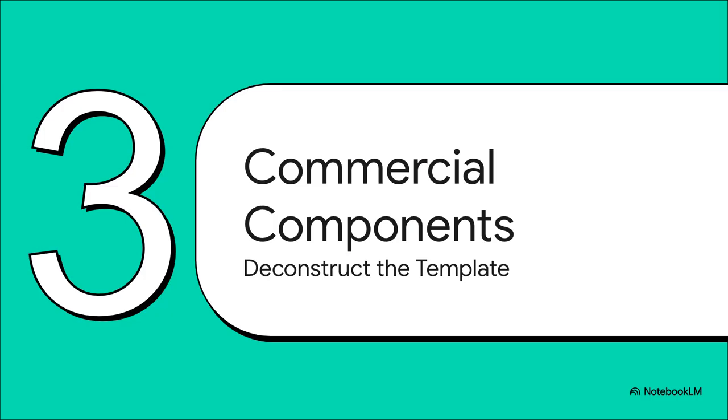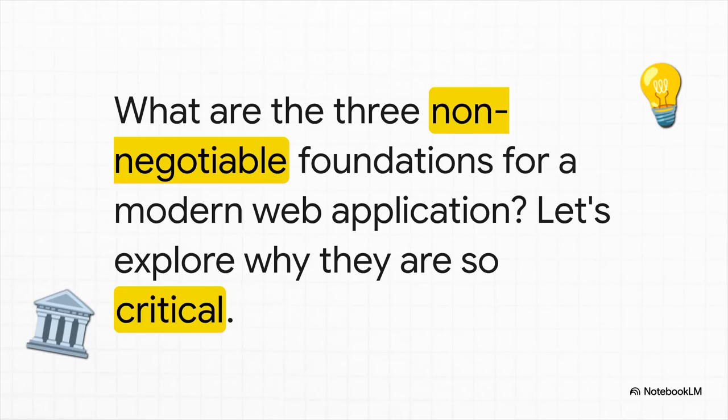Okay, so what does commercial grade actually mean here? What's inside this thing? Let's deconstruct this ready-to-use template and see what components make it so powerful right out of the box. It all boils down to 3 non-negotiable pillars. These aren't just nice-to-haves. They are the absolute must-haves for pretty much any modern web service you can think of. All right, so let's pull back the curtain on these 3 core pillars. What are they exactly, and why is having them on day one such a massive game changer for your project?